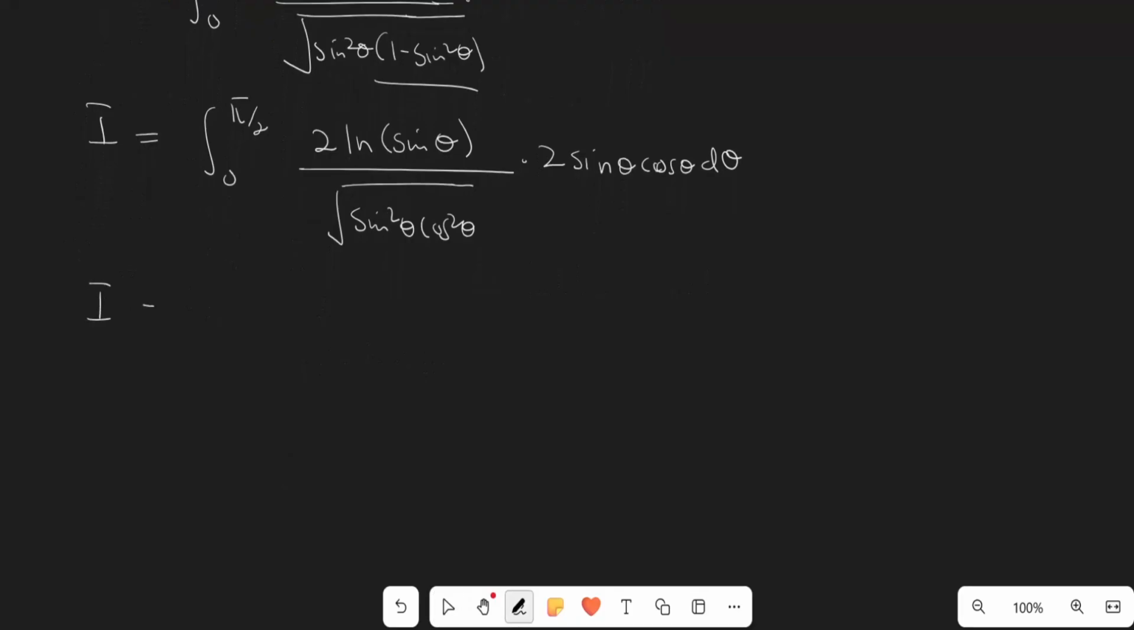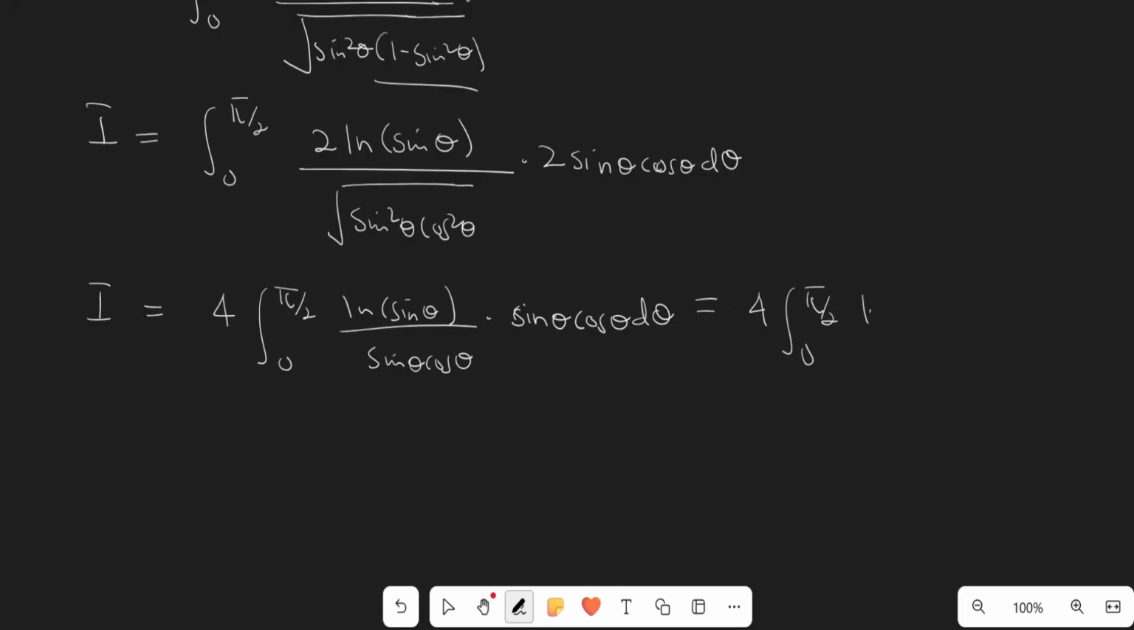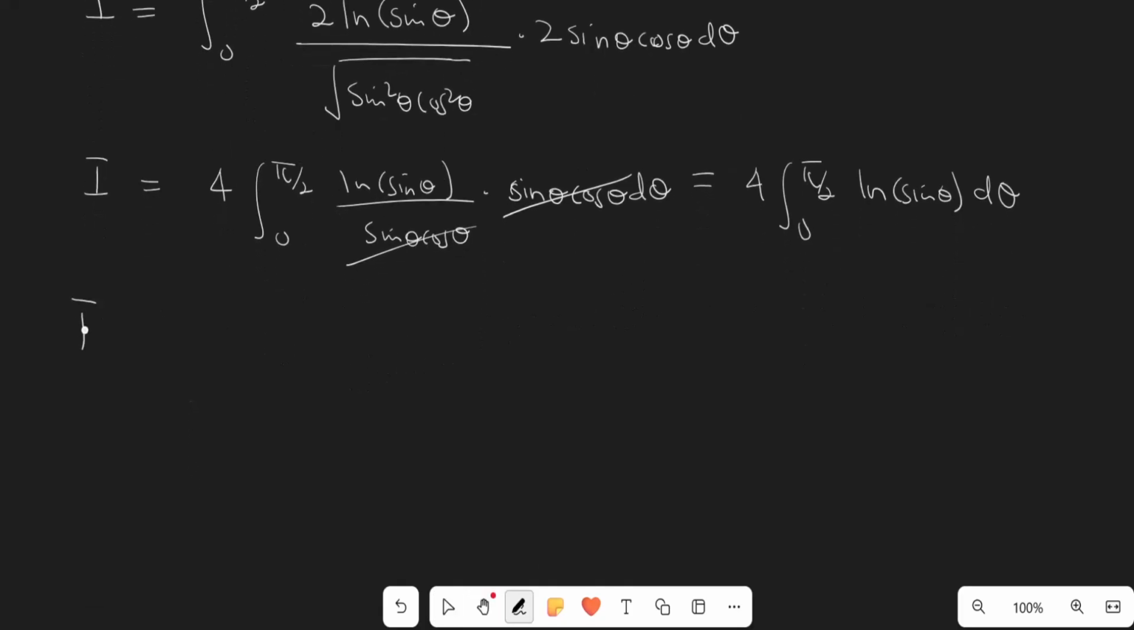2 and 2 are constants, so they'll go in front. That becomes 4 times the integral from 0 to pi over 2 of ln of sine of theta, divided by the square root of sine squared theta cosine squared theta, which is just sine of theta cosine of theta. The squares will cancel the square root, times sine theta cosine theta d theta. And what does this simplify to? 4 times the integral from 0 to pi over 2 of the ln of sine of theta d theta. Why? Because this and this will cancel out pretty nicely. Then you have your integral I equal to 4 times the integral from 0 to pi over 2 of the ln of sine of theta d theta.